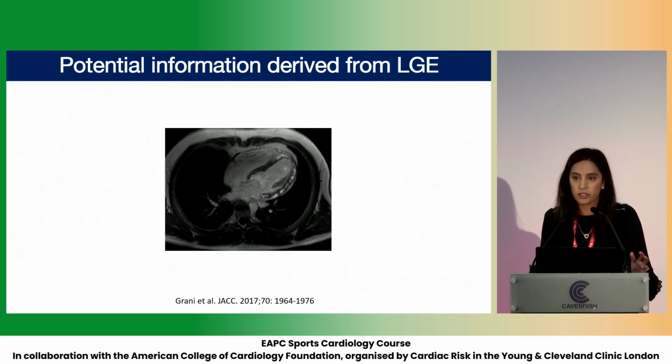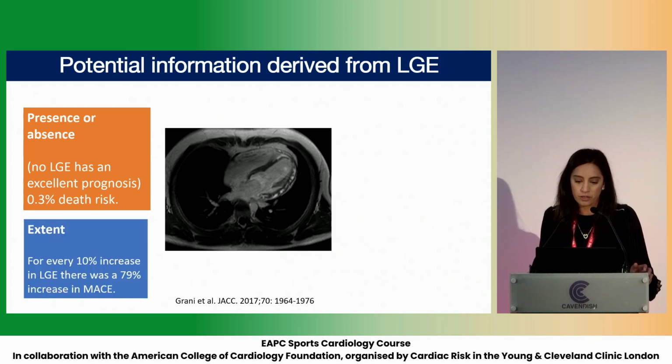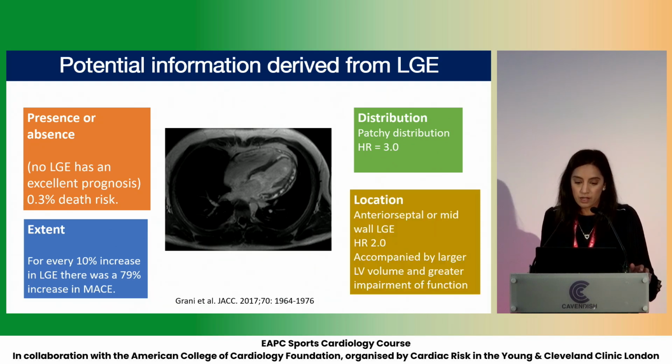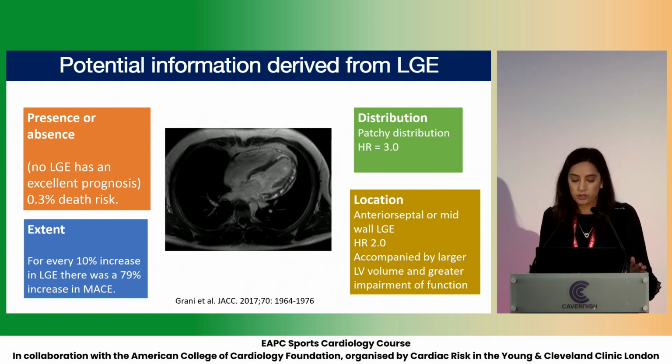So what's the potential information that we can derive from the late gadolinium? Certainly in the absence of late gadolinium, it's associated with an excellent prognosis. For every 10% increase in late gadolinium that you see, there is around 80% increase in MACE. The distribution matters. A patchy distribution is associated with a threefold increase in risk. And locations and patterns matter. So an anteroseptal pattern or a mid-wall distribution has also been associated with increased risk. And this is important information we should give to our referrer.